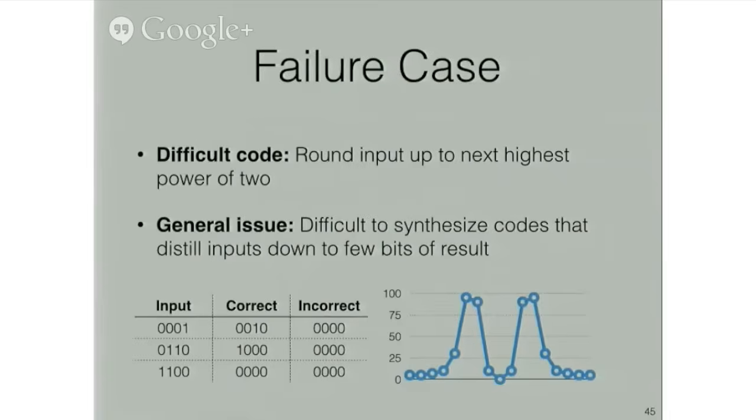Before I wrap up this part of the talk, I certainly don't mean to leave you with the impression that there aren't interesting problems that need to be solved. Here's a simple failure case that we can't synthesize a correct implementation for, which is this rounding up to the next highest power of 2 benchmark. To give you an intuition for why this is, in the table on the left here, I've shown sample outputs produced by a correct implementation of this function and an incorrect function that always returns 0. For the inputs on the left here, the correct implementation returns the result in the center. The incorrect implementation will always return 0.